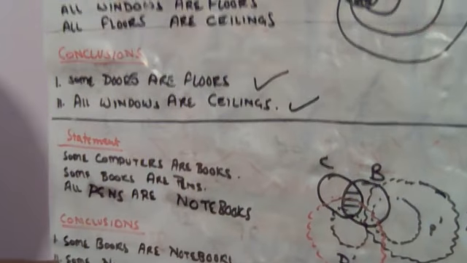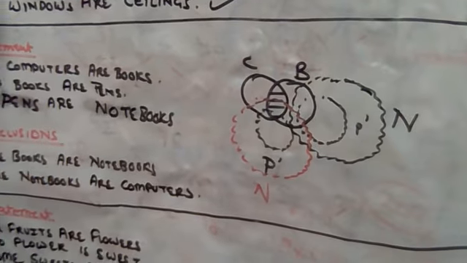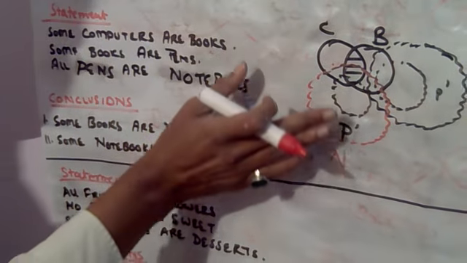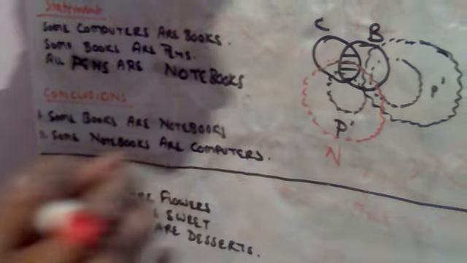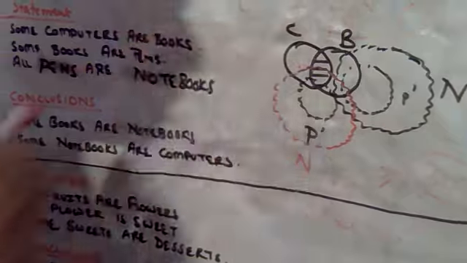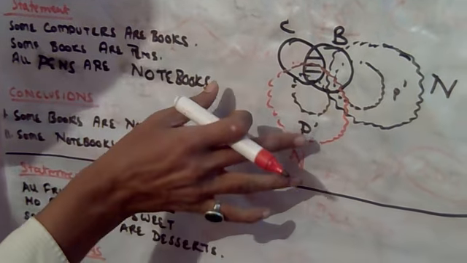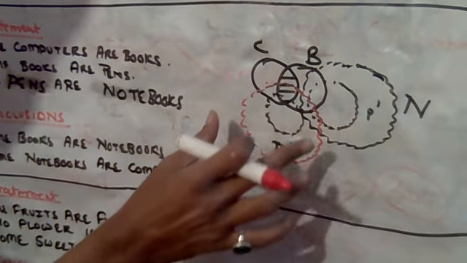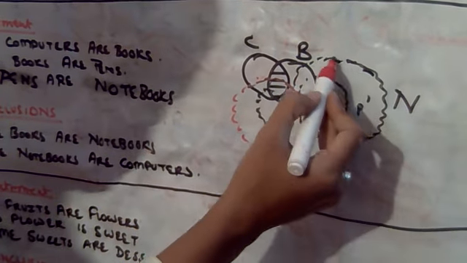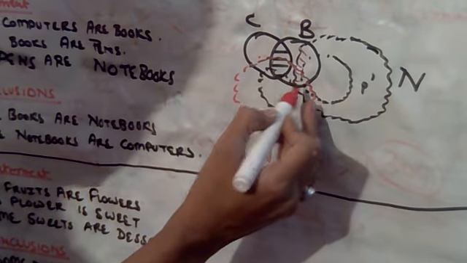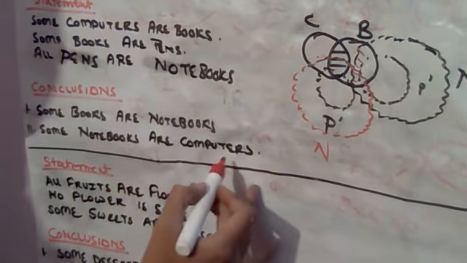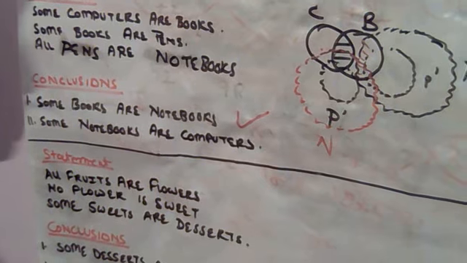The conclusion says some books are notebooks. Some books are notebooks would be definitely true because some books are pens and the pens are contained in the notebooks. So be it this diagram or be it this diagram, we see that this notebook circle is always intersecting the books. So the first one is true.